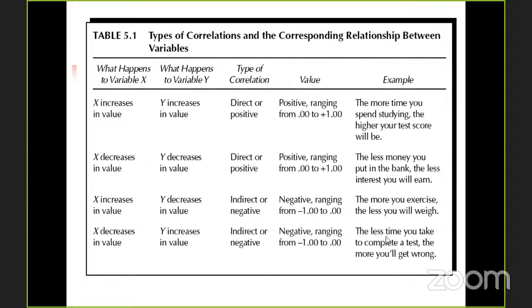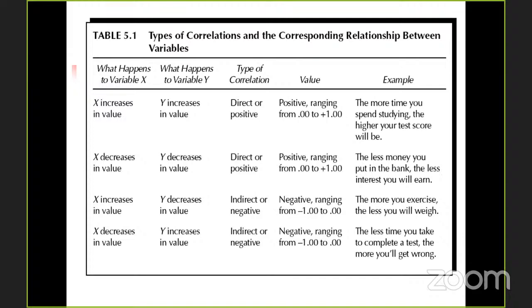But if the less time you take to complete a test, the more you get wrong, that's also a negative correlation. And I'm saying that based on my experience, I think it's not going to be a very strong value, so the value will probably be somewhere between minus 0.3 and 0. It's my guess.